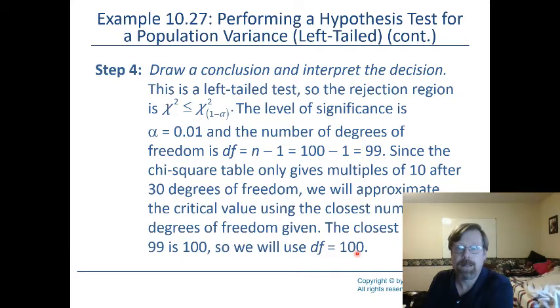What am I doing wrong? I am looking at the wrong column. That's what I'm doing wrong. I need to be looking at 1 minus alpha. Oh, 0.01, not 0.1. Okay, I should be looking at 0.99. There we go. Now it lines up with what I'm seeing here. I get 70.065.